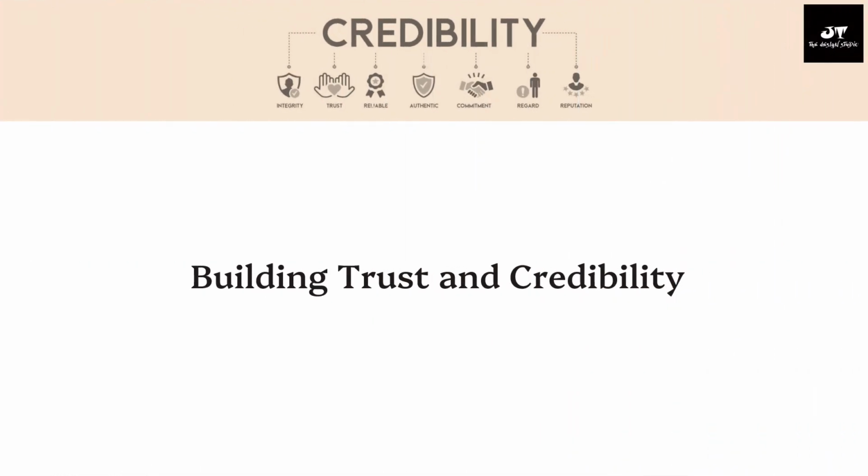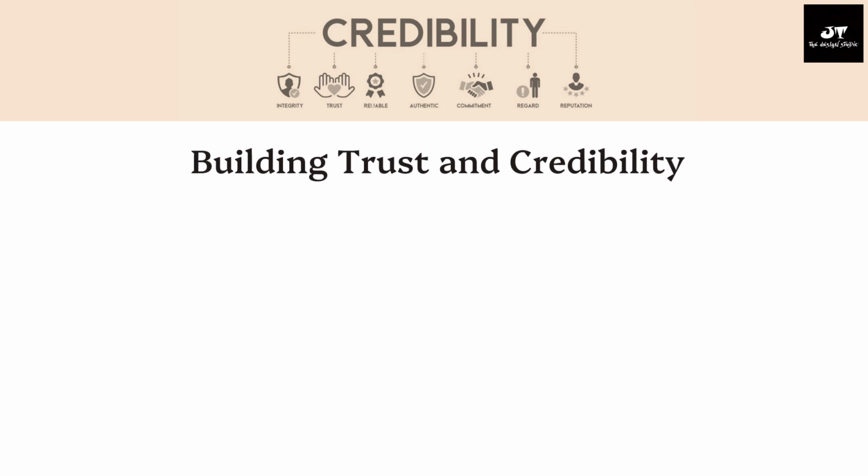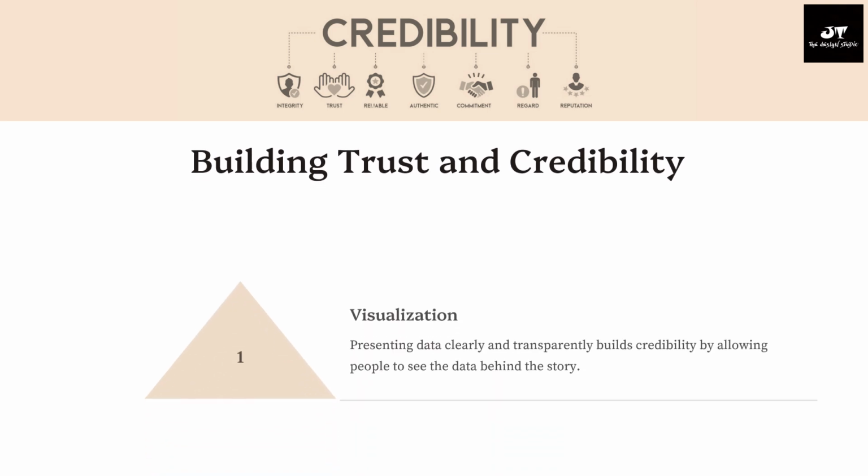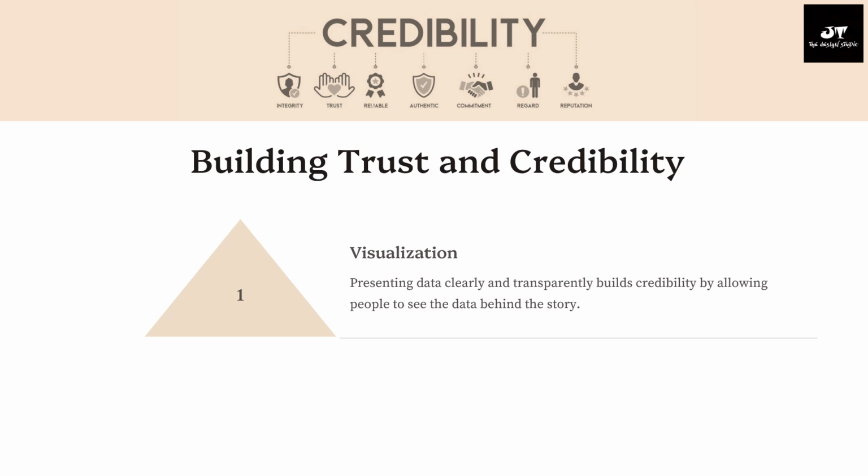And the last objective is to help in building trust and credibility. Presenting data clearly and transparently builds credibility by allowing people to see the data behind the story, ensuring that the insights are grounded in factual information. This openness helps prevent misinterpretations and fosters trust, as audiences can independently verify the data's authenticity and accuracy. Clear visuals and accessible data also reduce the potential for bias, making the analysis more reliable and respected.